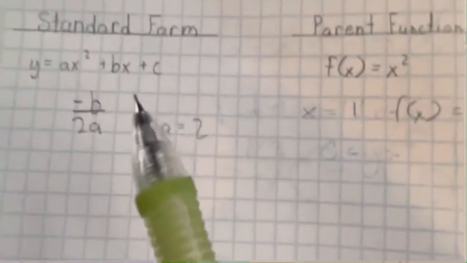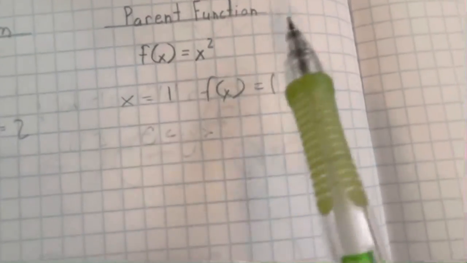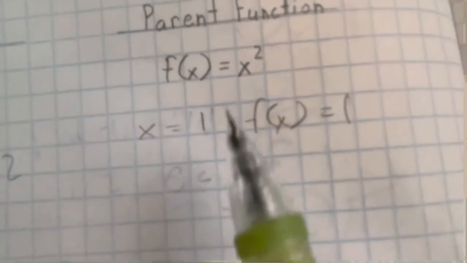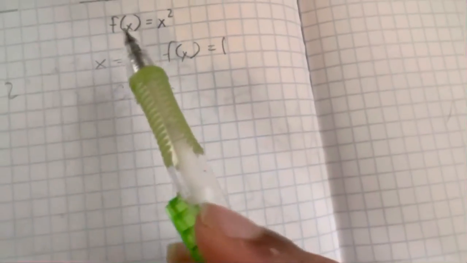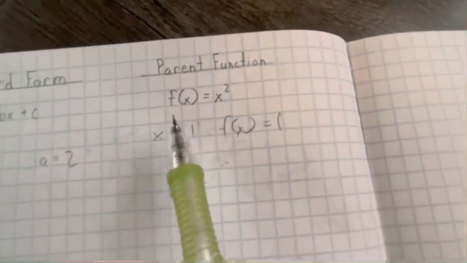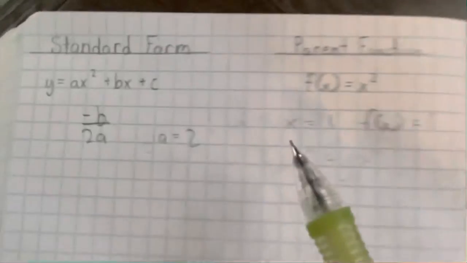To start off, we have standard form, and the parent function for all these functions, by the way, is f of x equals x squared. To clear that up, if we plug in x equals 1, then 1 squared is 1, so f of x equals 1, and our point would be (1, 1).